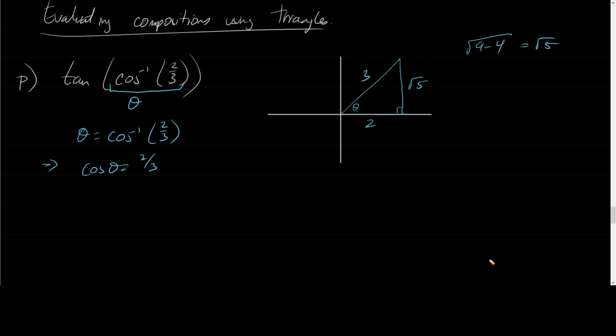And now I'm looking for tangent of this angle, tangent of cosine inverse of 2/3. And tangent is opposite over adjacent, so we have radical 5 over 2. All right, so tangent of cosine inverse of 2/3 is radical 5 over 2. Let's do another one.